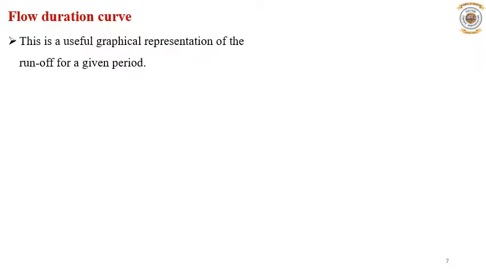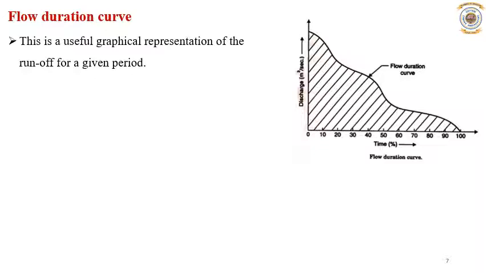Next important topic is the flow duration curve. The flow duration curve is a useful graphical representation of the runoff for a given period. It is another useful form to represent runoff data for a given time or period. This curve is plotted between the flow available during a period versus the fraction of time, in percentage.